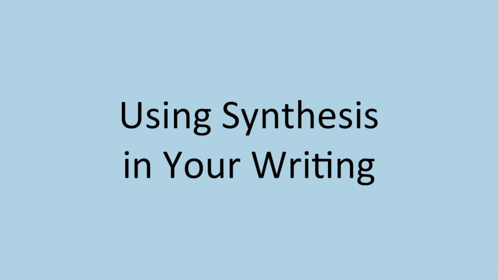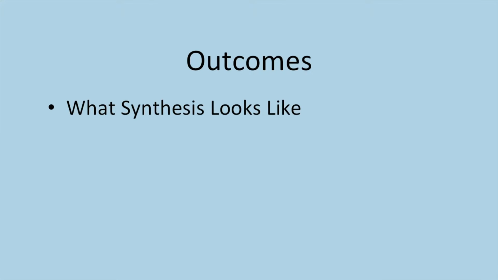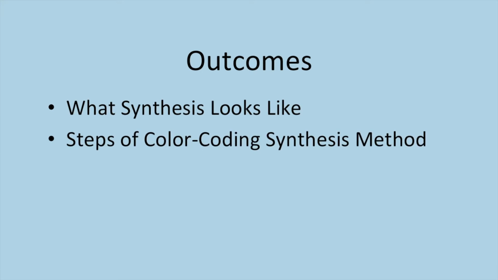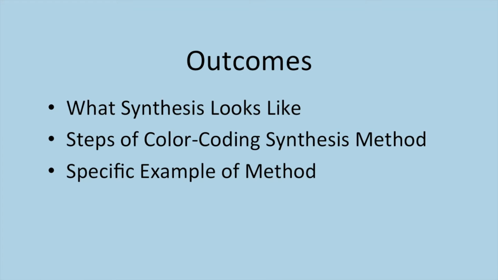The tutorial is broken into several video segments so that you can easily stop and complete recommended tasks or go back and review a particular component. The outcomes for the tutorial are the following. First, you'll learn what synthesis is and what it looks like in writing. Second, you'll learn the color-coding synthesis method, a 5-step process that you can use to develop synthesis in your writing. Third, you'll see a specific example based off of this method.